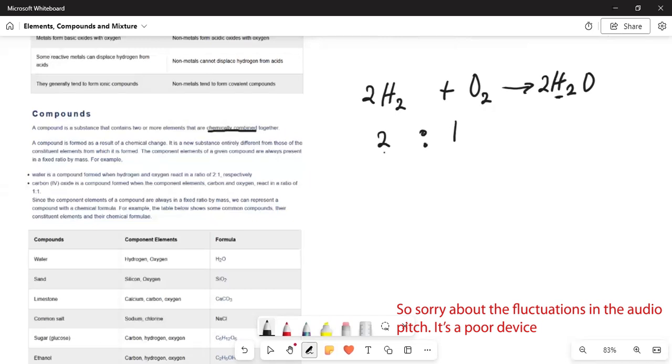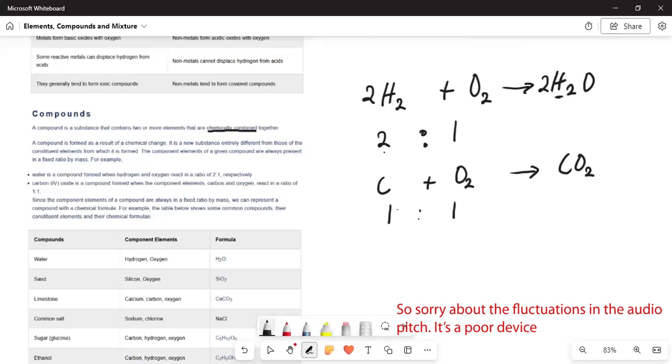Carbon dioxide, also CO2. Look at it. Carbon plus oxygen to give us carbon dioxide. Now, on the left hand side, we have one atom of carbon. On the right hand side, also one. On the left hand side, two atoms of oxygen. Right hand side, two atoms of oxygen, which means the equation is balanced. So here we have what? 1 mole of carbon to 1 mole of oxygen, or one atom of carbon to two atoms of oxygen. So again, that is a fixed ratio by mass.